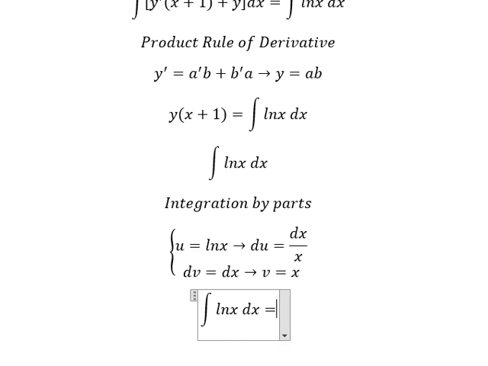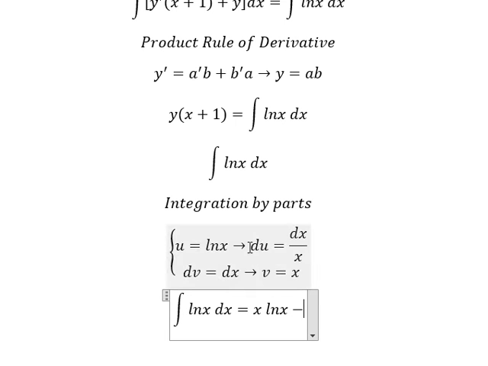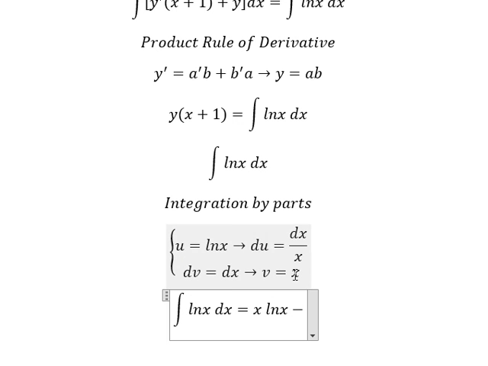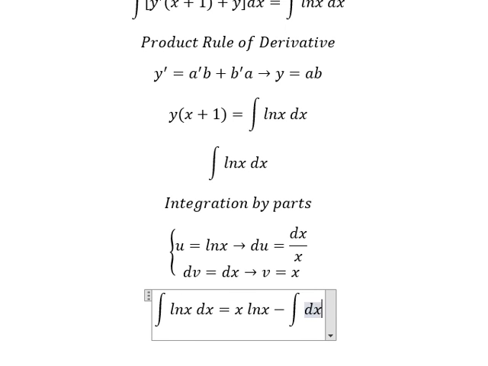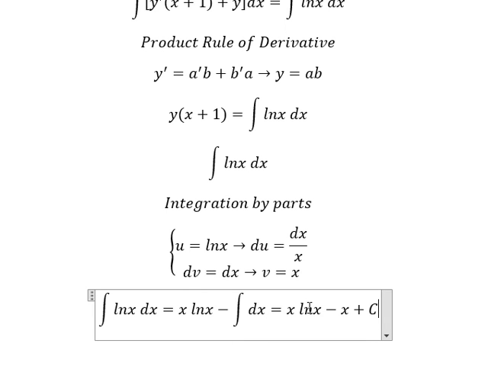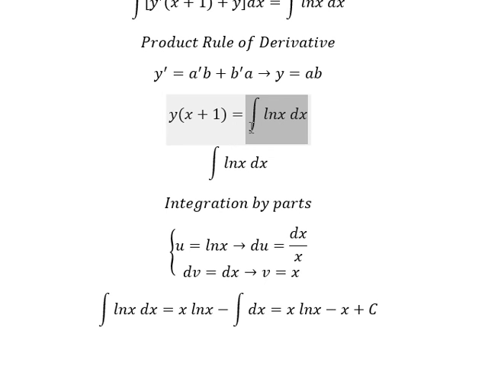So we have u multiplied by v minus the integration of v multiplied by du. So x divided by x, we have number 1. And this one we have the final answer. So I will put this one to change for this one in here.